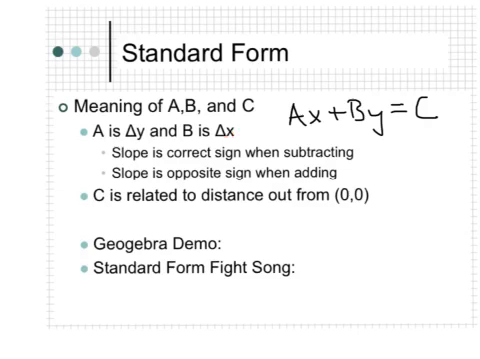Now technically the slope gets a little bit confusing. The sign isn't exactly right all the time, but that's not that big of an issue to fix. The C value at the end, that is a number that's related to how far away the line is from 0, 0. And in class I demonstrated a little picture of this in GeoGebra. We also sang a standard form fight song. Sorry, you're not going to get that in this video, but that's just more motivation to come to class, huh?